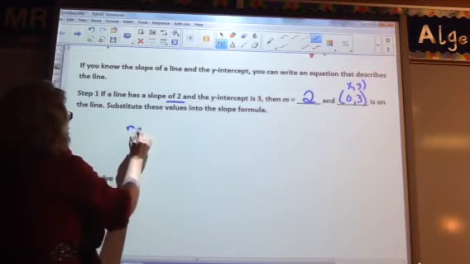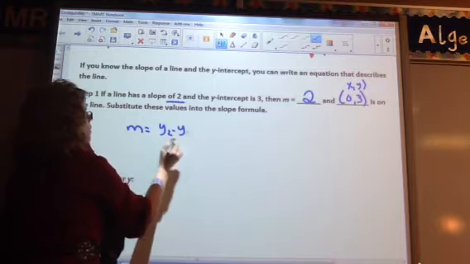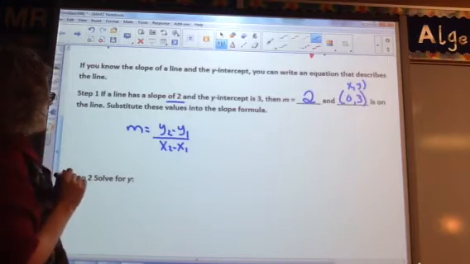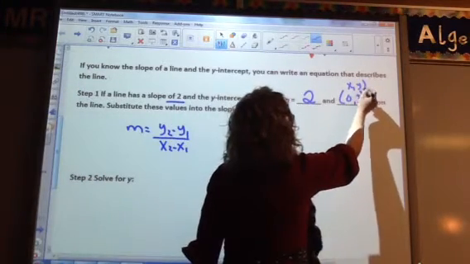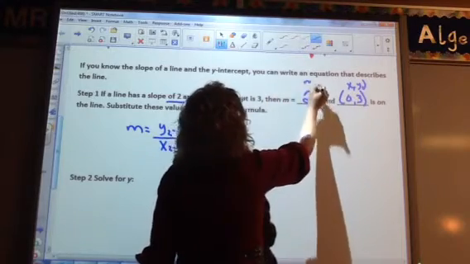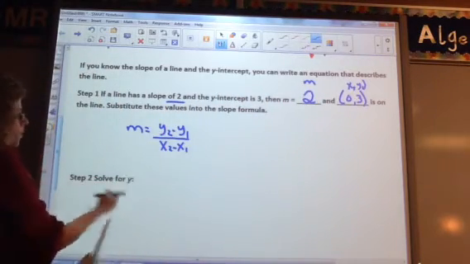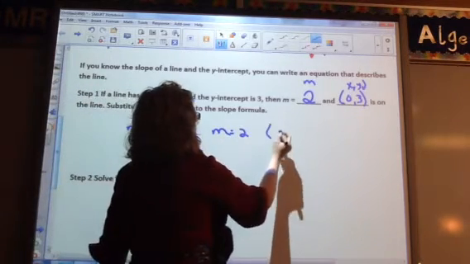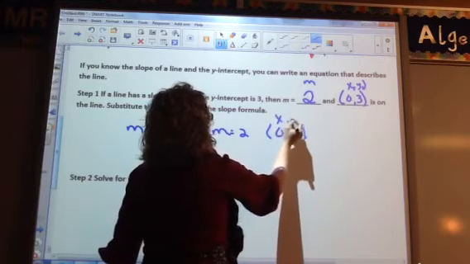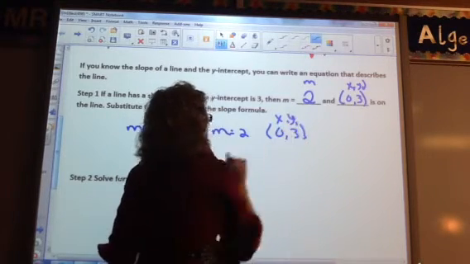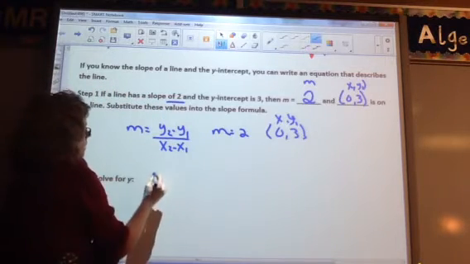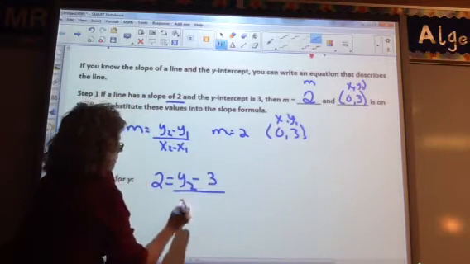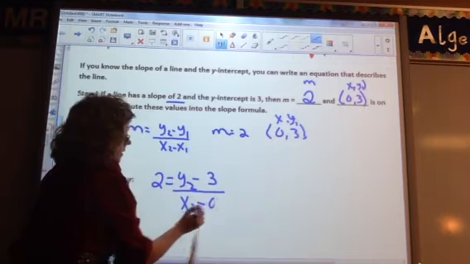We know that your slope is the difference of your y values over the difference of your x values. Correct? So let's label this x1, y1, and m, and substitute into this formula right here, and we're going to solve for y. Our m is 2, and our first point here is our y-intercept. So m is 2, my y is 3, and my x is 0.